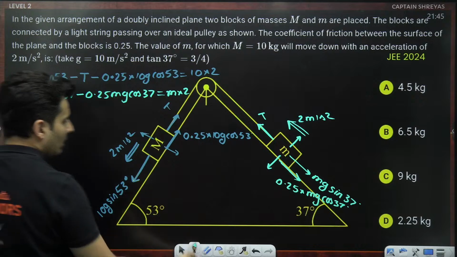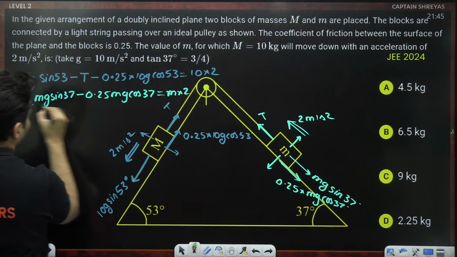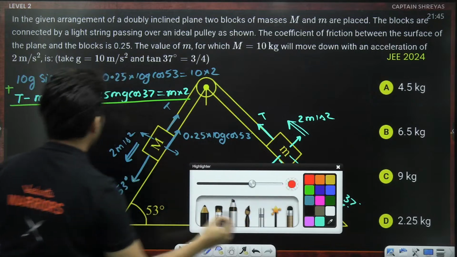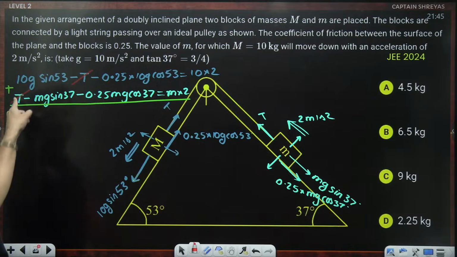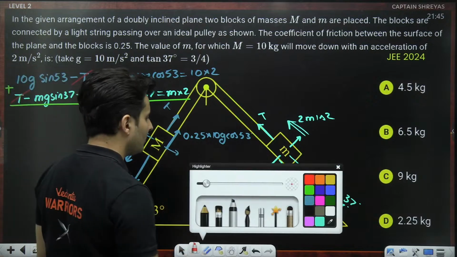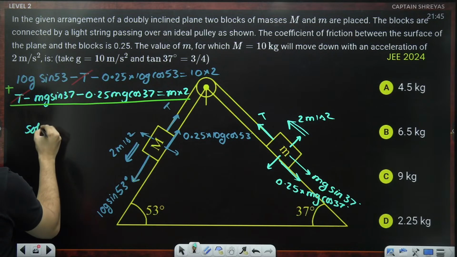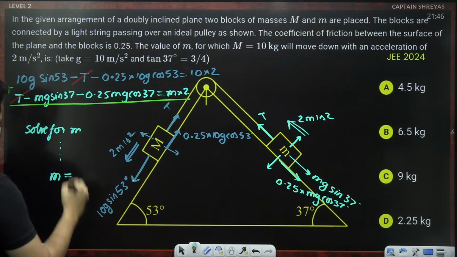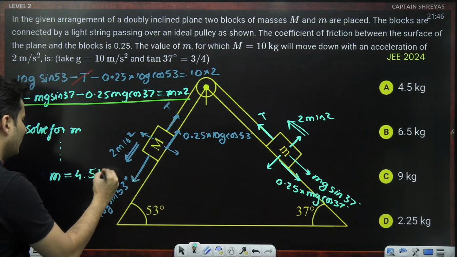multiplied by 2. If you note carefully, you will realize that when you add both these equations, the value of the tension will get cancelled. Minus T and plus T will get cancelled. Only an equation with m will remain. Solve it for m, and you will get the answer for the mass. It comes out to be 4.5 kg. That solving part you can easily do.